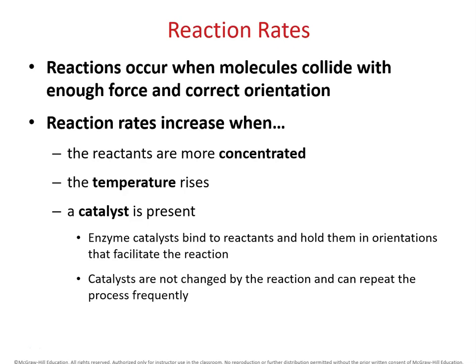And the third thing, we're going to be talking about this more in a later video, is that a catalyst is present. And in a biological system, the catalyst is referred to as an enzyme. It's a very special protein that does a very special job. And what a catalyst, specifically an enzyme catalyst, does is it holds the reactions in the right orientation so they're able to do their chemical reaction very efficiently. We'll be talking about this much more later.